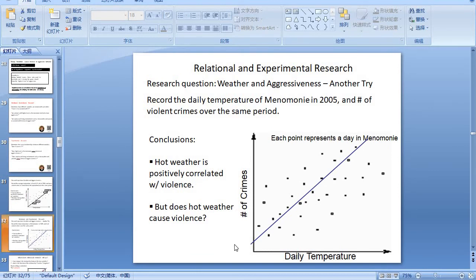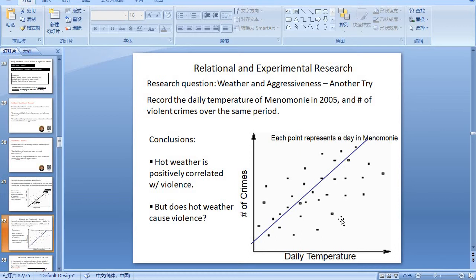Now let's look at another example. When you are studying different cities, you have no control over in how many aspects the cities differ from each other. They may differ from all kinds of aspects. What if you just study one city? For example, you just study one small town, Menominee in Wisconsin, and how about that?